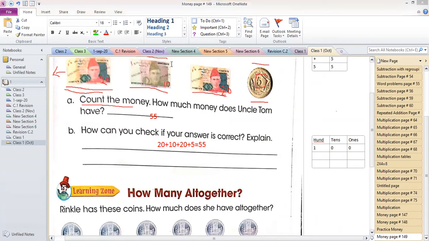Is that clear, guys? Yes, is that clear? Very good. Very good, guys. So we have completed question number 2, A and B.